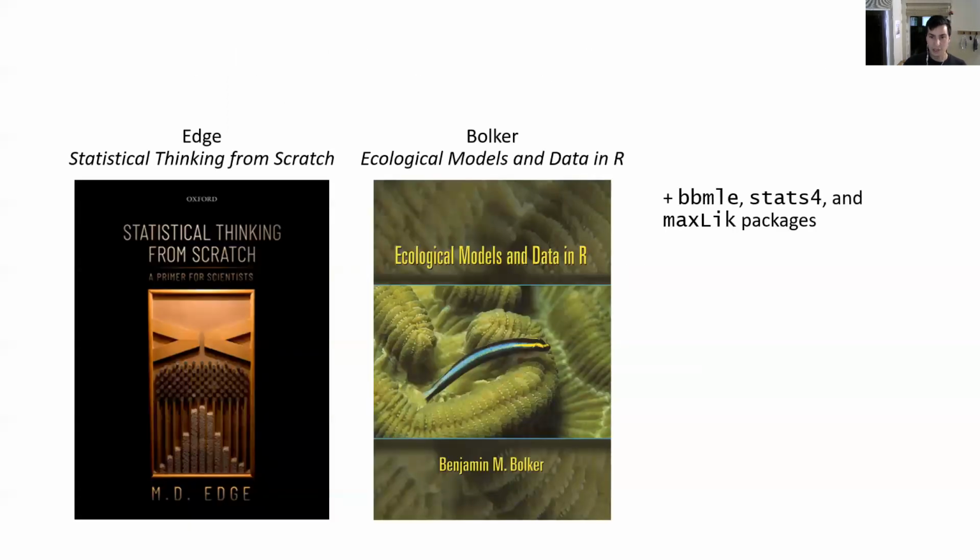So that's everything for this lecture. There's a lot more to learn. If you're interested in understanding some of the fundamental ideas around probability and likelihood, a good book to check out is Statistical Thinking from Scratch by Doc Edge. If you think you've got the basics down and want to learn more, check out Ecological Models and Data in R by Ben Bolker.